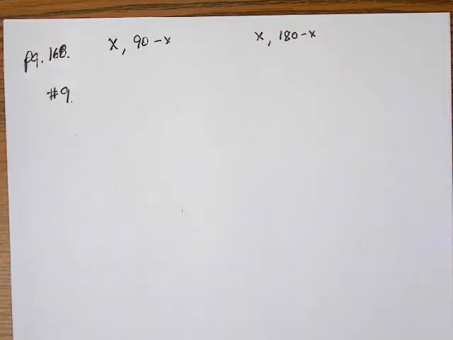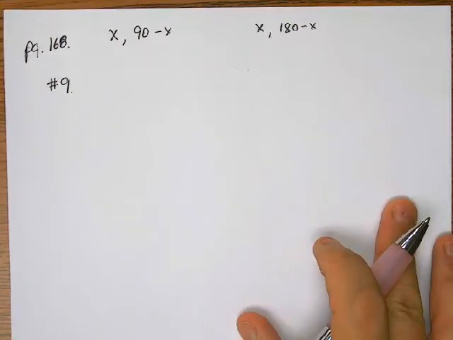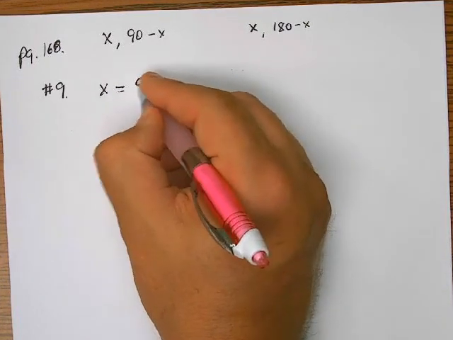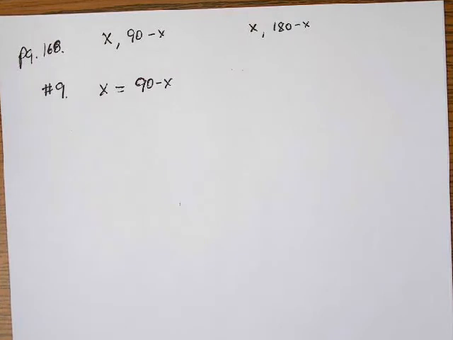I'm sorry, number 9. Let's do number 9 first. The measure of an angle is equal to the measure of its complement. Now there's our equation. Now, I'm going to be rude. I'm going to have you read it again, and I'm going to interrupt you as you read.